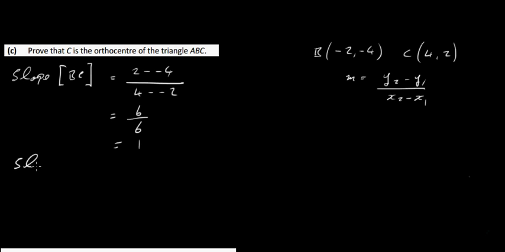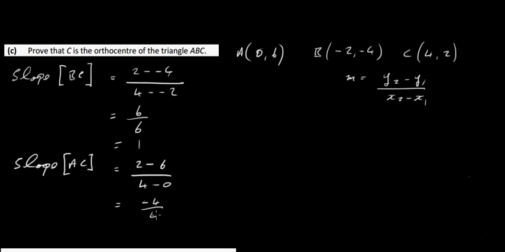Now I'm going to find the slope of AC. So remember, A here is just 0, 6. So again, do difference of the y's. So we're going to do AC, difference of the y's over difference of the x's again. So it's going to be 2 minus 6 over 4 minus 0. So here I'll get -4 over 4, so that's just going to give me -1.